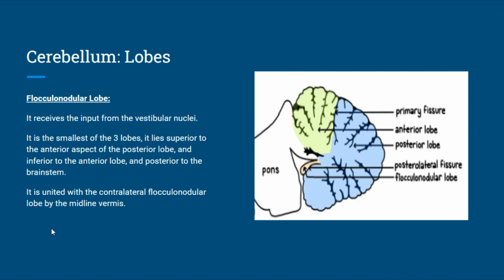The last one is the flocculonodular lobe, and it receives input from the vestibular nuclei. It is the smallest of all three lobes, and it lies superior to the anterior aspect of the posterior lobe. I know it's a mouthful, but it lies superior to the anterior aspect of the posterior lobe, inferior to the anterior lobe, and posterior to the brainstem. So it's right in the middle of all the lobes. That's what you should remember. It is united with the contralateral flocculonodular lobe by the midline vermis again. So the midline vermis is basically a connection between both lobes.